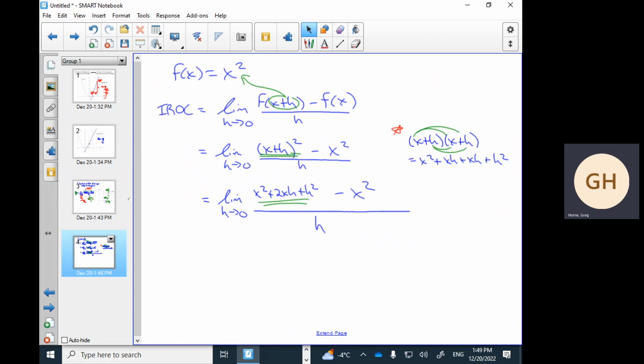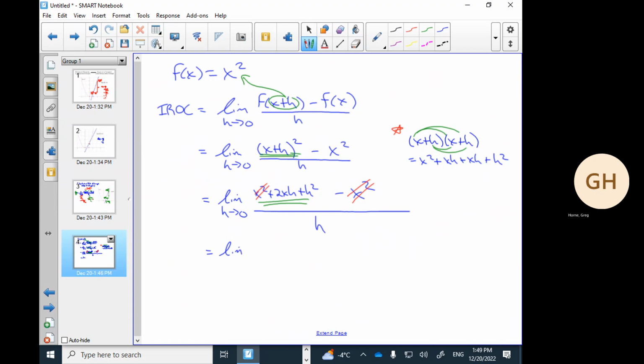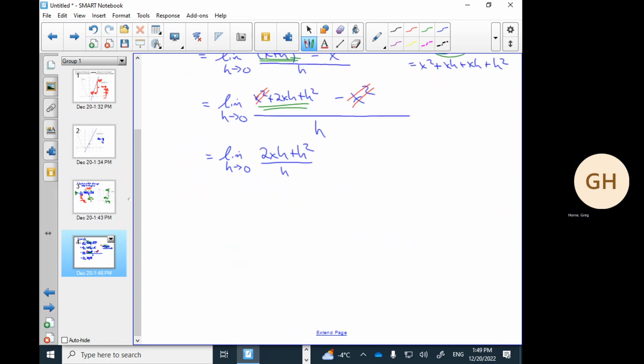So what we get next here is we notice that basically always any part without an h goes away. So x squared take away x squared goes away. So we are left with limit h goes to 0 of just 2xh plus h squared all over h. Okay, and this is the step you're always waiting for when you do these first principle calculations of the instantaneous rate of change with the slope of the tangent, i.e. you're really doing is the derivative.